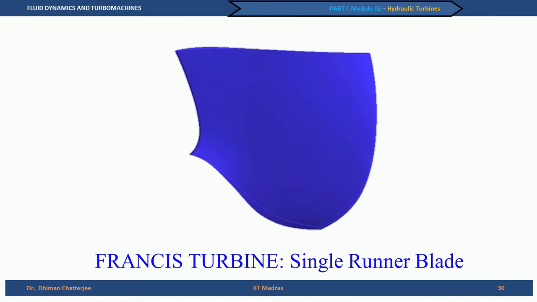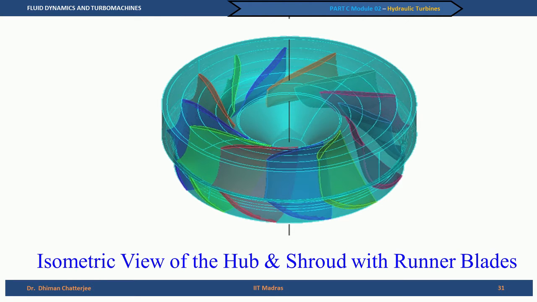I will show you how these runner blades are arranged or stacked in the turbine, and this is a schematic of the different blades. You can see that these are mixed flow machines. The flow enters here and goes inward, and these are the different passages. For example, you can see clearly that the fluid will enter all round and go inward.